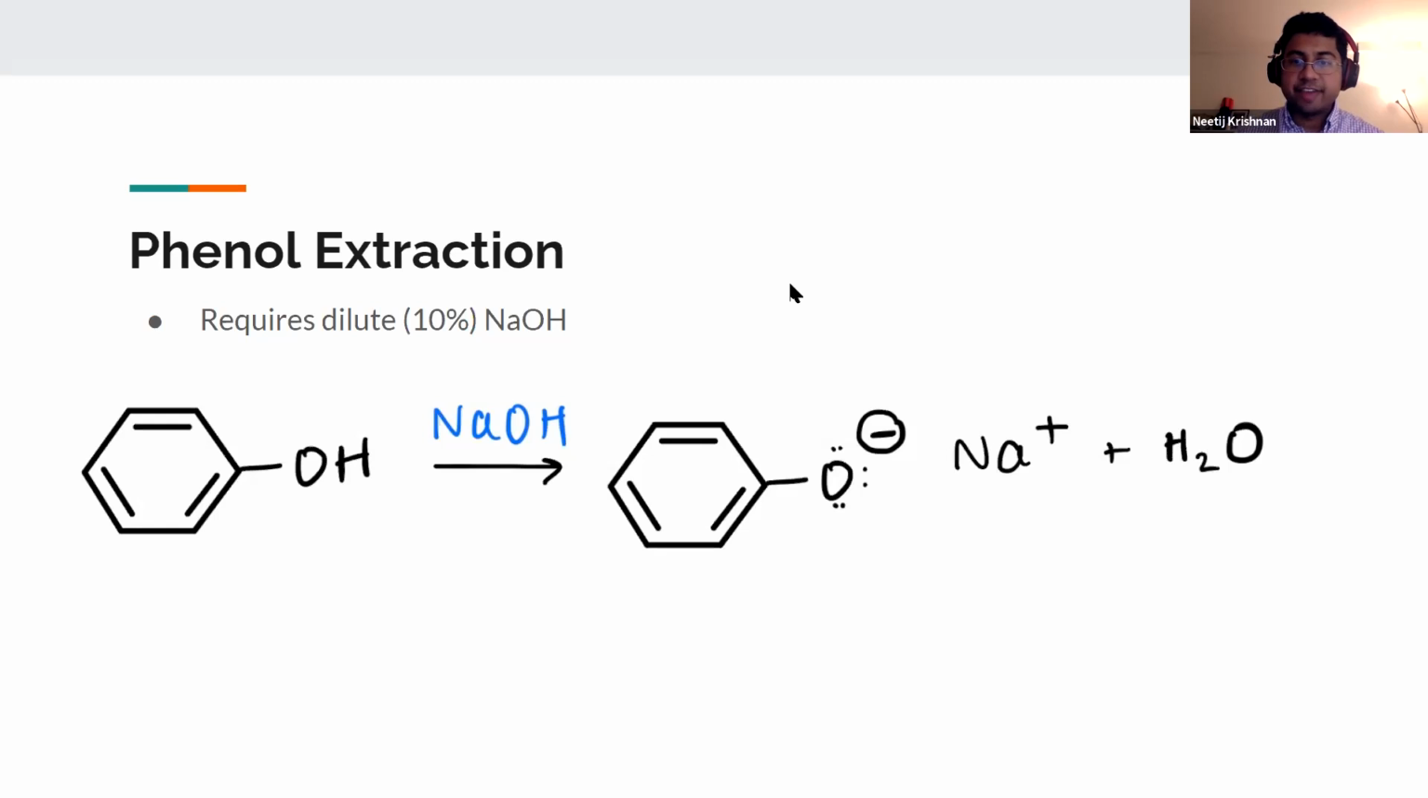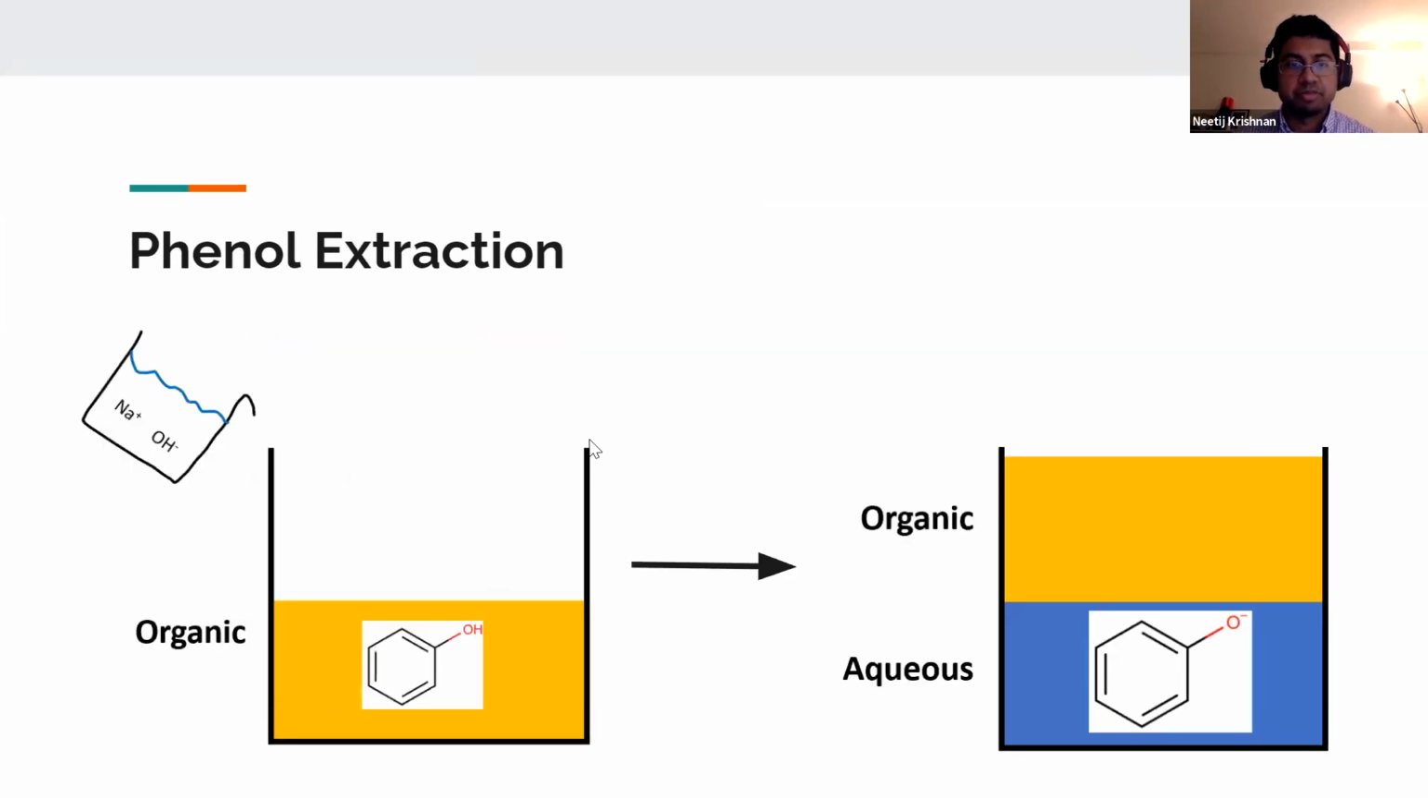Okay, phenol. The extraction of phenol is very similar to the carboxylic acid, but it requires a strong base. A strong base will deprotonate the OH group, giving the molecule a negative charge and making it more soluble in water. So it's going to go from the organic layer to the aqueous layer.